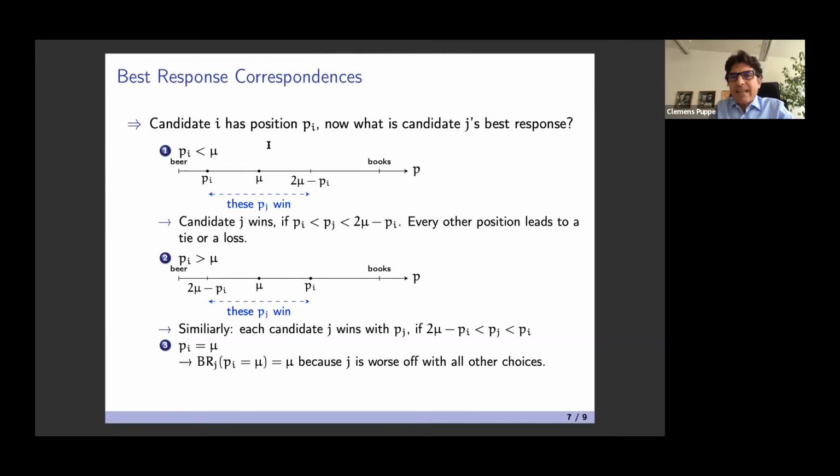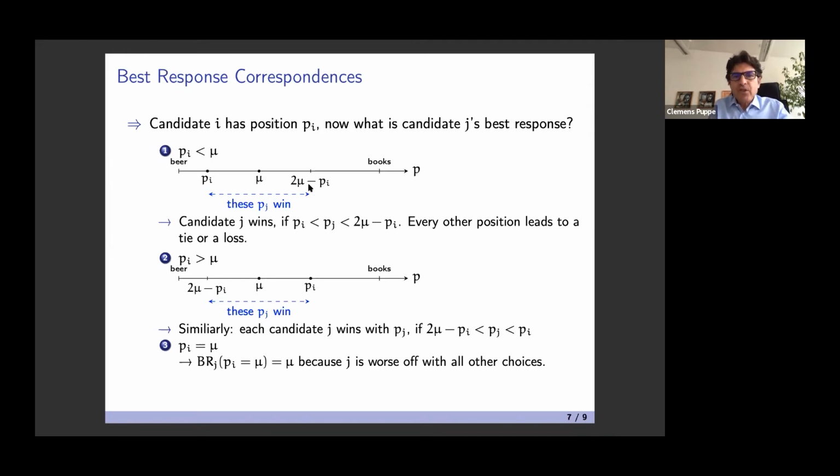Now, which means that for every possible position of the other candidate, what would be my optimal behavior? Okay. Now, suppose candidate I has chosen some position PI. And let's say mu is to the right of this. This is the first case here. What is then candidate J's best response to it?